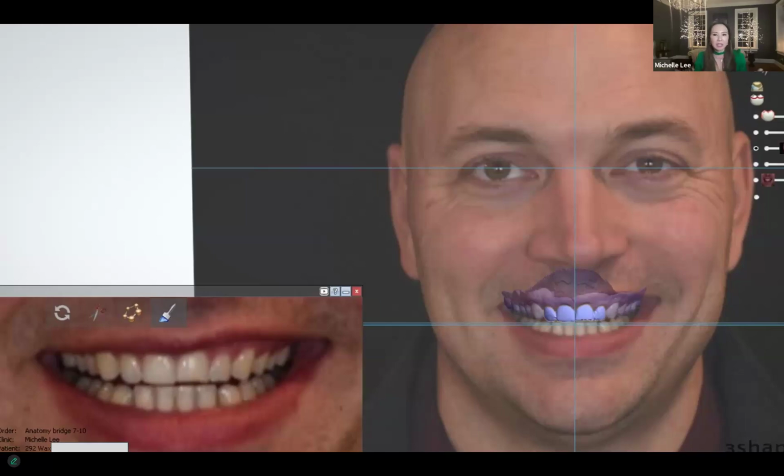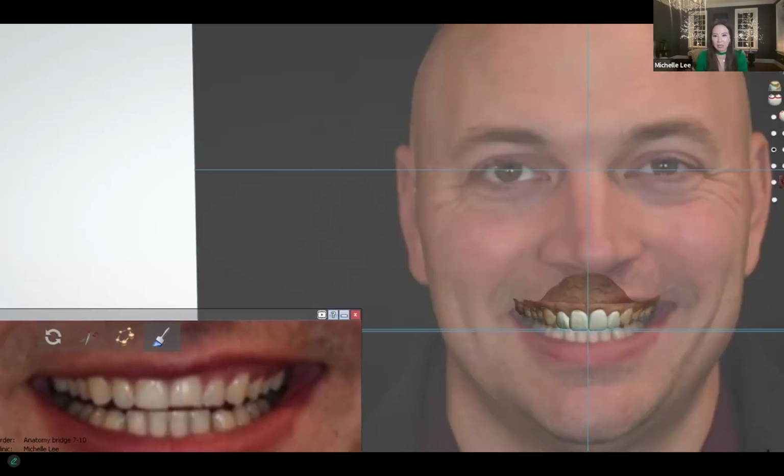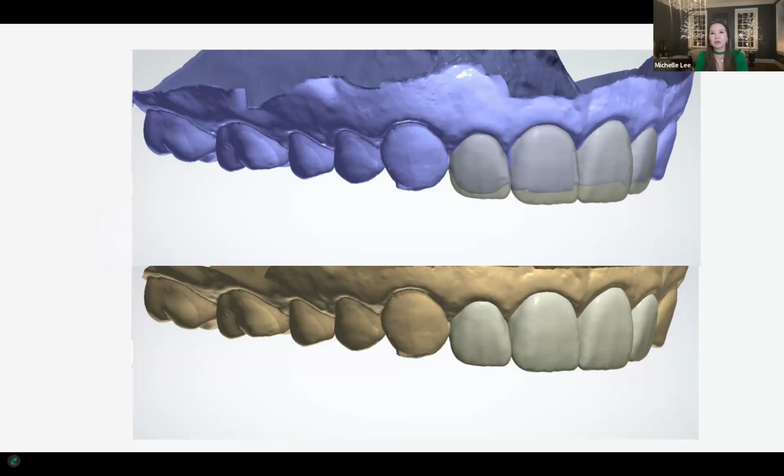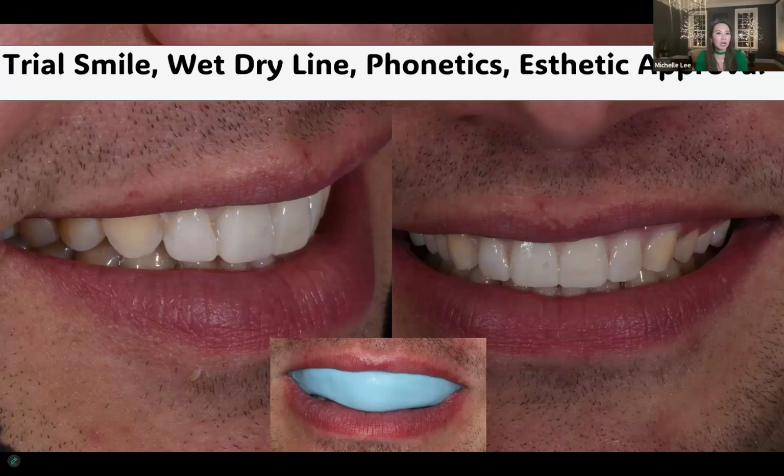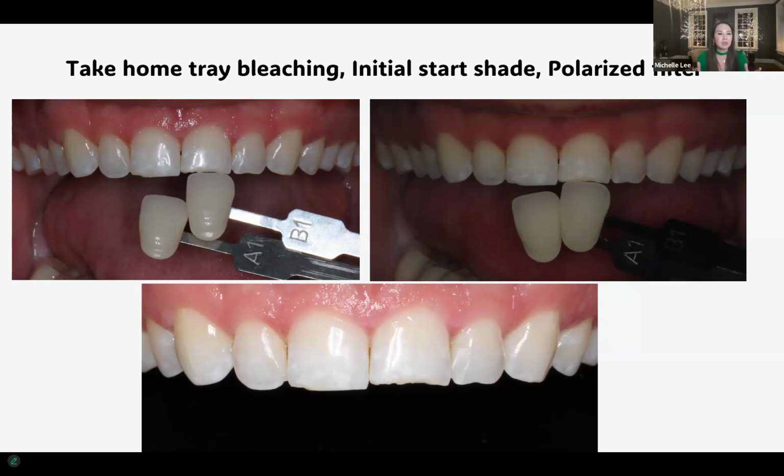So we do the digital smile design. This full face photo is really important. I work with my lab and we do a smile design. We're looking at the length of the teeth, and we decide we're going to go longer for obvious reasons here. I do a trial smile for him. We look at the wet dry line. We're looking at phonetics, aesthetics, and all those things to make sure the final restorative outcome is going to be predictable and aesthetic. So we decide we're going to do the 7 and 10, obviously, and then he does a take-home bleaching.